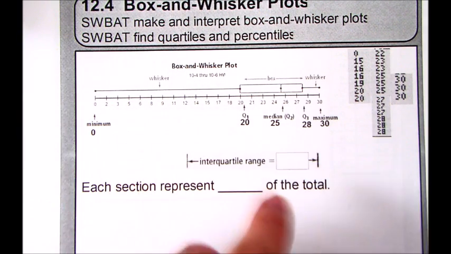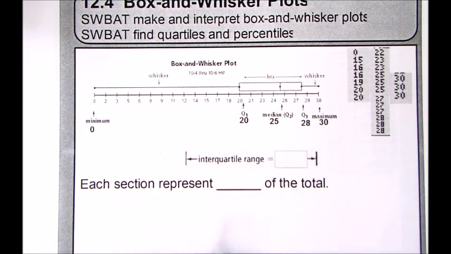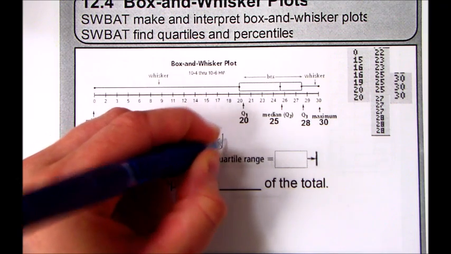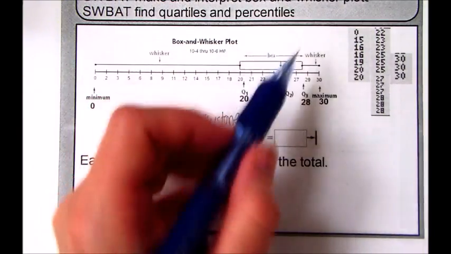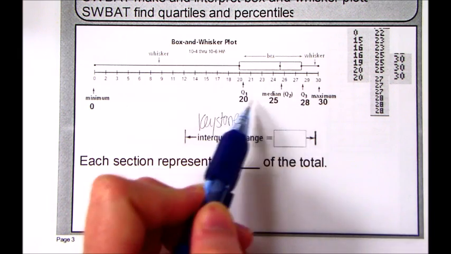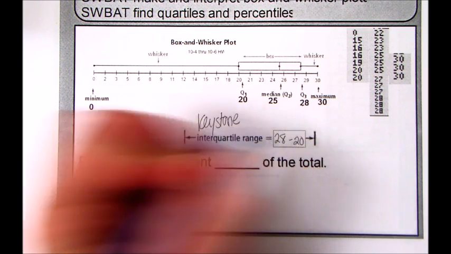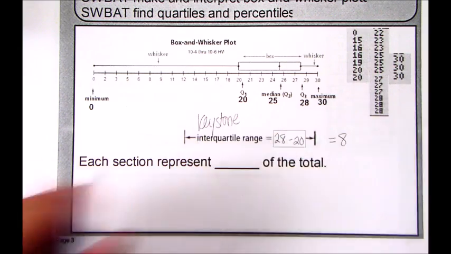So the interquartile range of a box and whisker, that's a key word phrase there, and you will see that on the keystones. I'm going to write the word keystone here so you know you will see it on the keystones. You take the 2 ends of the boxes minus each other. So you'll take 28 minus 20. So in this case, the interquartile range is 8.